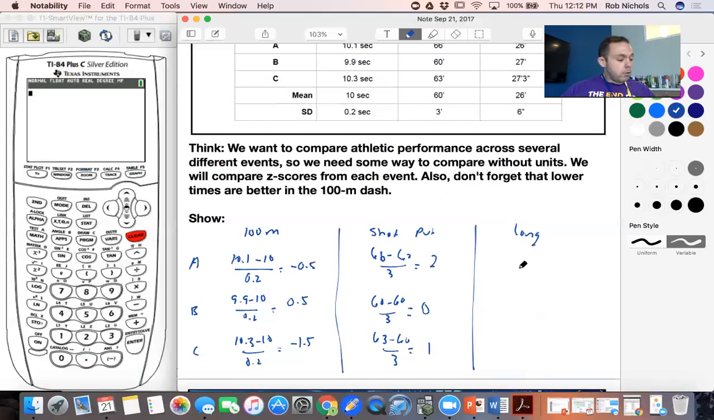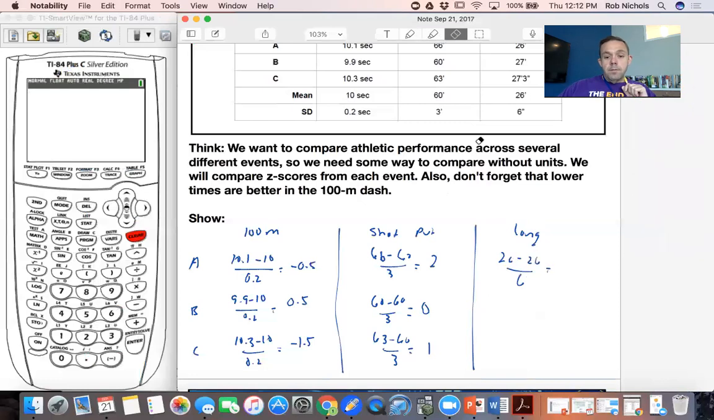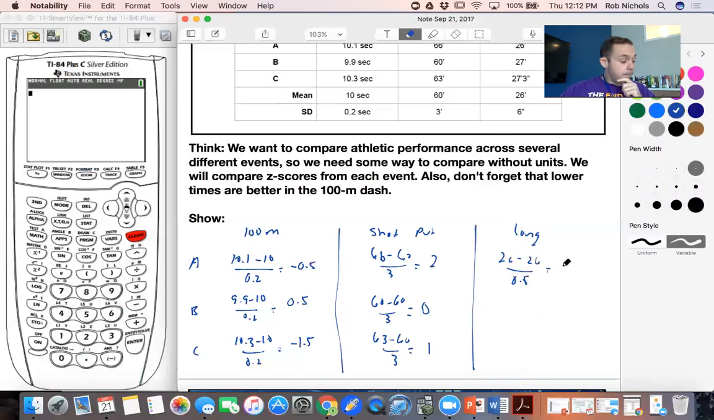For the long jump, we calculated the z-scores. So we had 26 minus the mean of 26 divided by a standard deviation of 6. Be careful here, right? That's 6 inches, so that should be divided by 0.5. Everything else is in feet. So that's going to give me 0. The next competitor is going to be 27 minus 26 divided by 0.5, and that gives me 2. And then I have 27.3, so 27 and 3/12 minus 26 over 0.5, and that's going to give me 2.5.